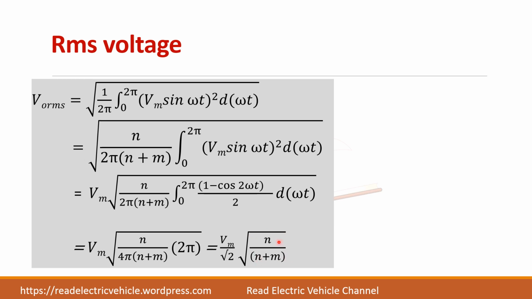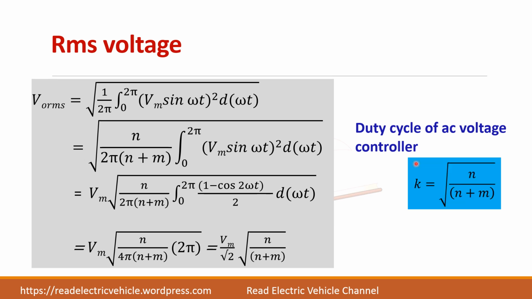So you are getting this factor n divided by n plus m, that is called the duty cycle of the AC voltage controller. It is represented by small k, that is equal to n divided by n plus m. So I can write it as Vm by root 2 into root of k, where Vm by root 2 is nothing but the RMS value of the supply voltage, Vs into root k.